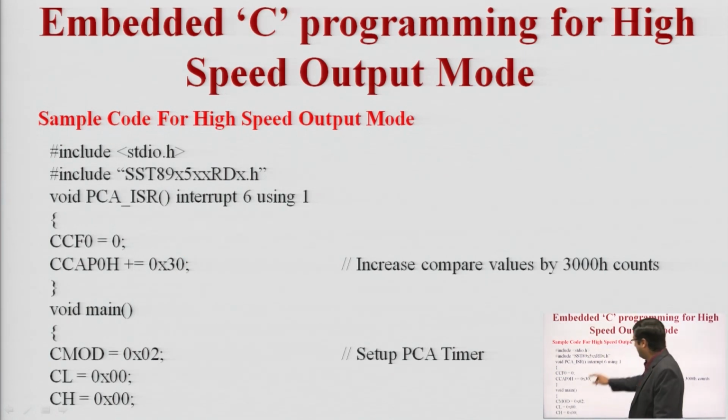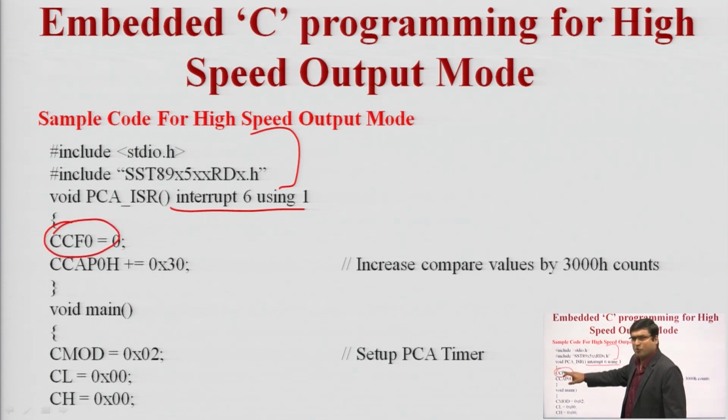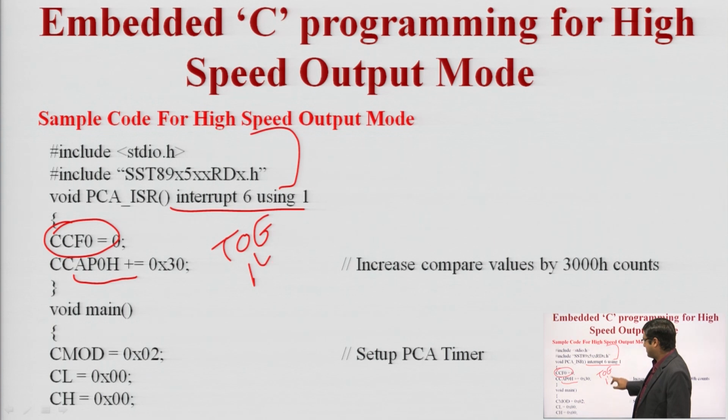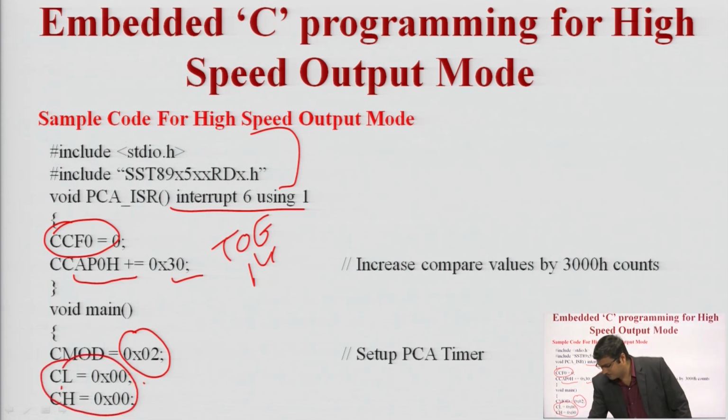This is the C coding, these are the header files, and CCF should be 0 because we are initializing the values. 30 is the value of CCAPM0 because we are enabling the toggle and match. We are getting the value of CCAP0H as 030. So the CMOD value is 002 because we are working in the high speed output toggle mode. We are initializing CL and CH, so CL and CH should be 00. We are initializing the timer.